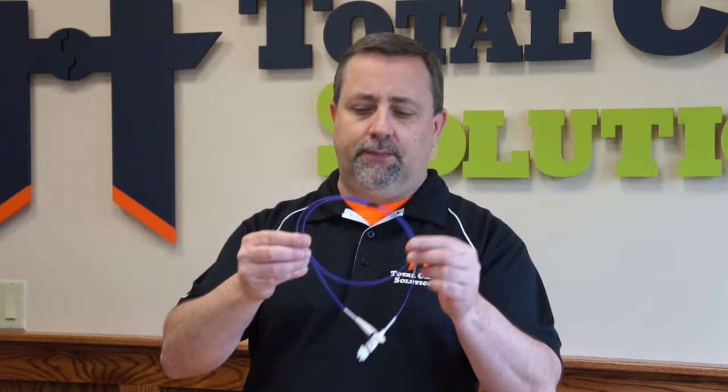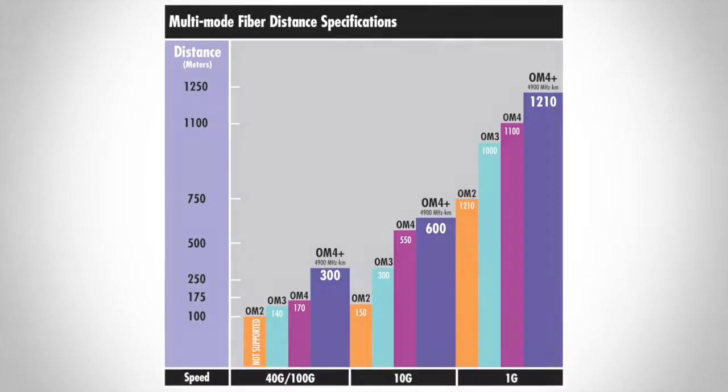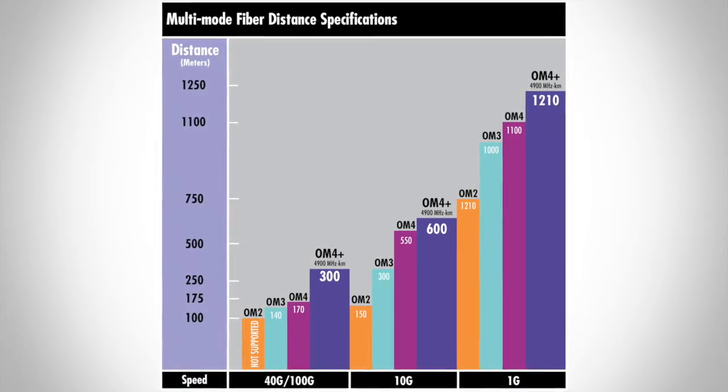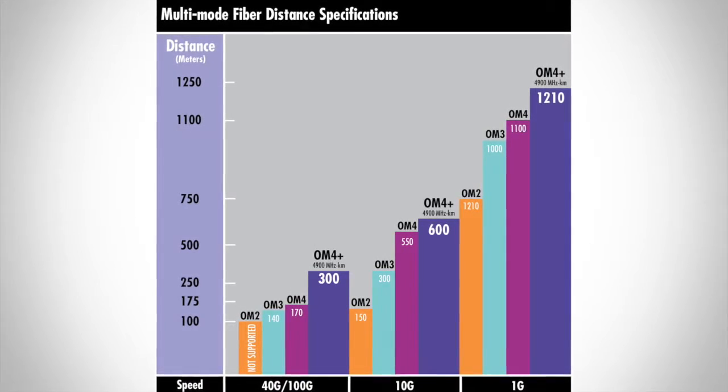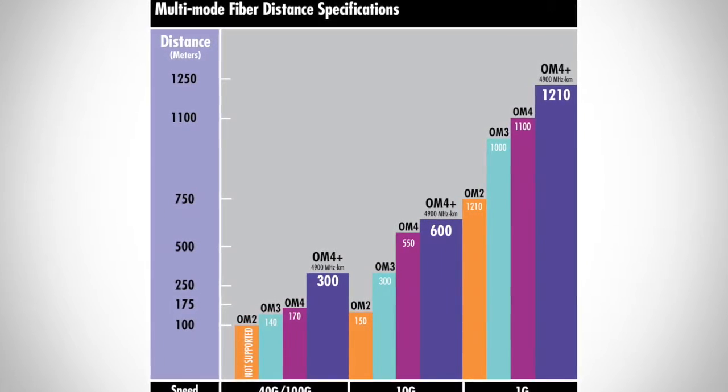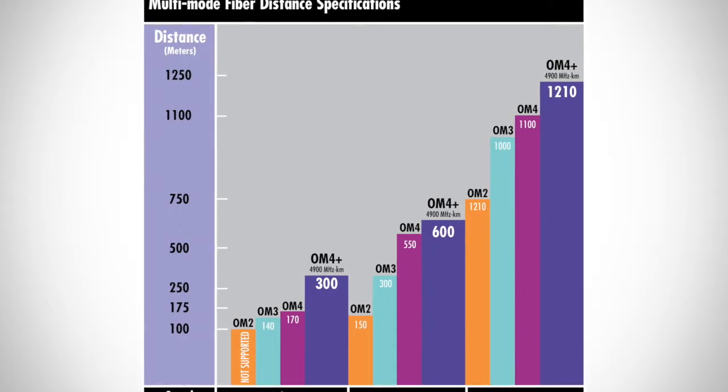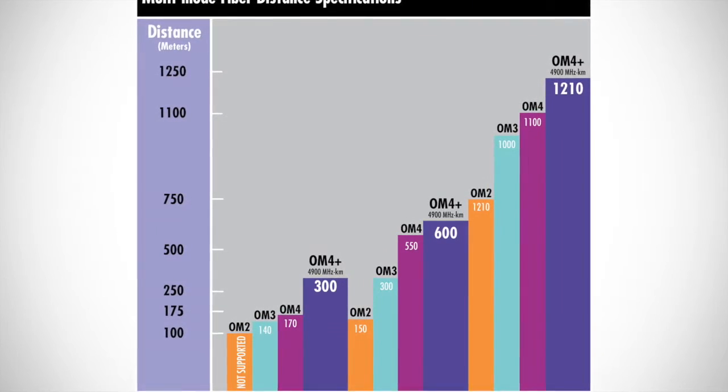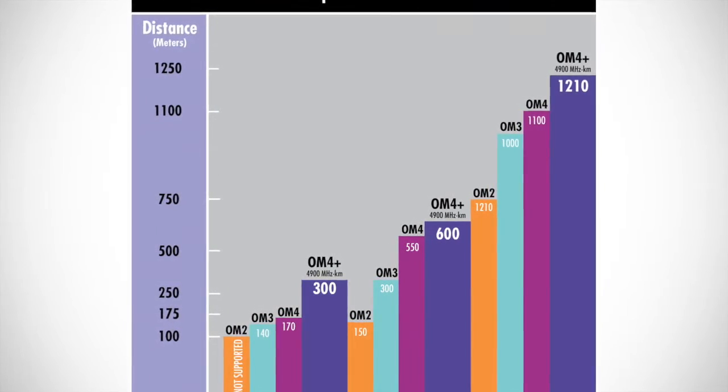In addition to that, there is what's known as OM4 Plus, and it's typically a purple cable. It's basically a better version of OM4. It has lower attenuation over distance, and it's going to allow you to get some of your dB budget back as well. In this chart, you can see that running at 40 gig, standard OM4, you can only go about 170 meters.